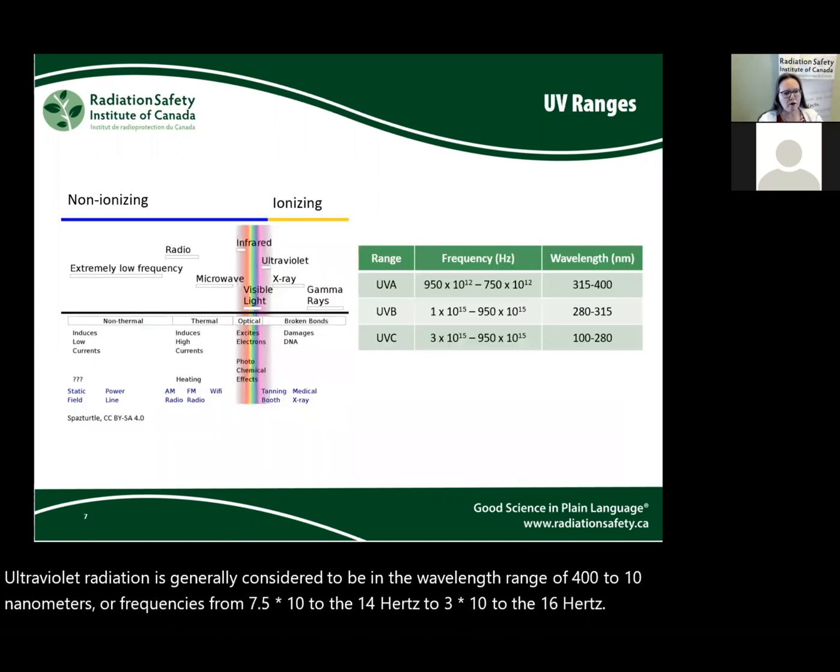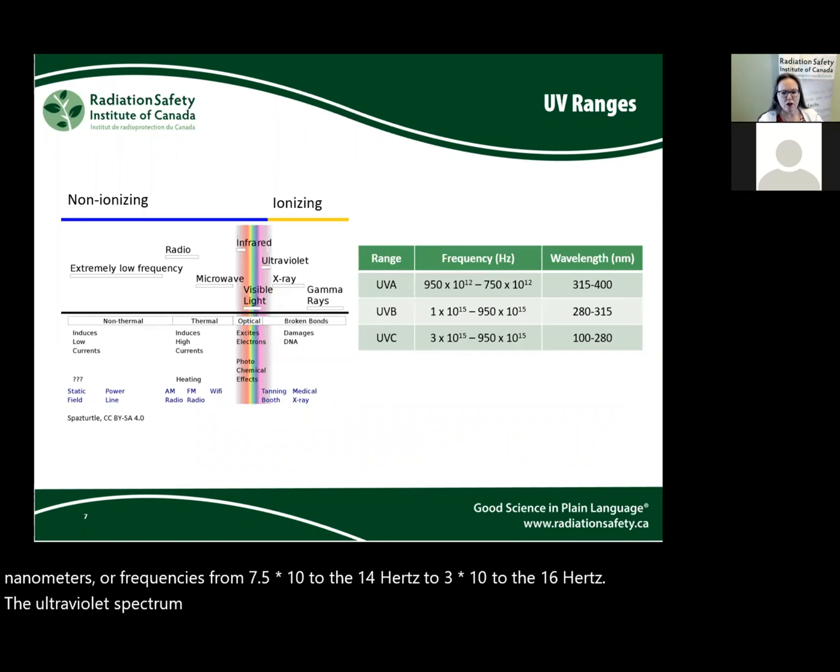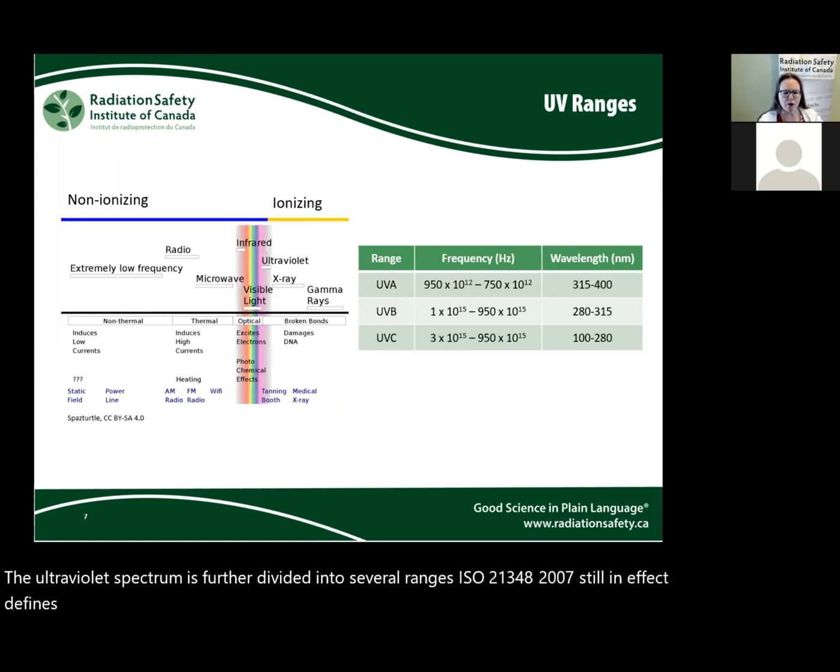The ultraviolet spectrum is further divided into several ranges. ISO 21348:2007, still in effect, defines UVA as a region from 315 to 400 nanometers, UVB from 280 to 315 nanometers, and UVC from 100 to 280 nanometers, amongst others.